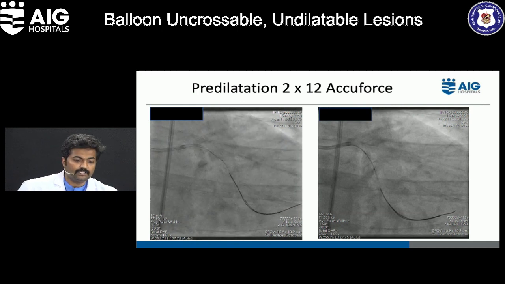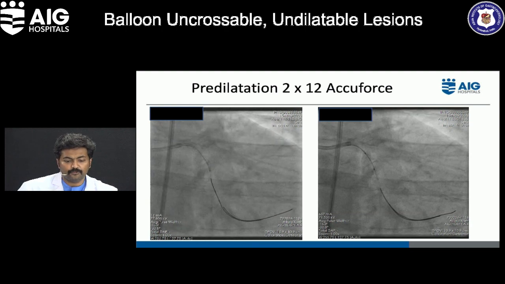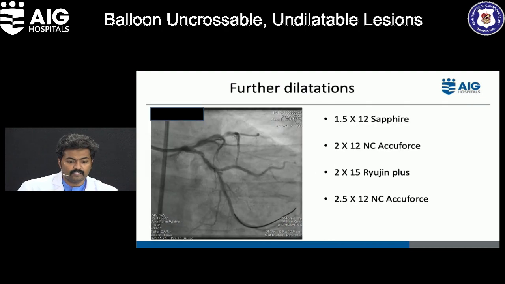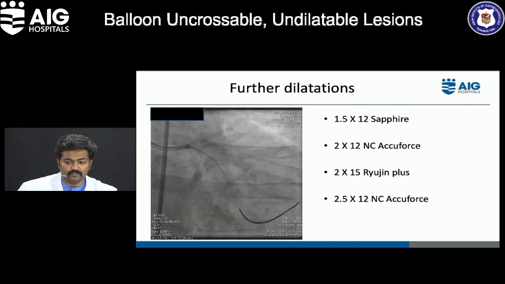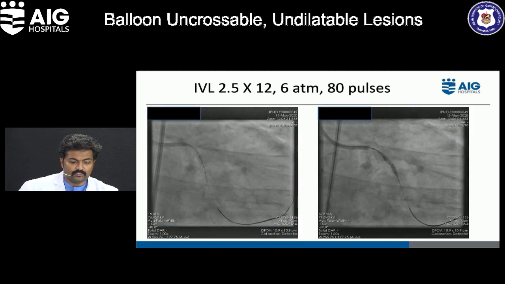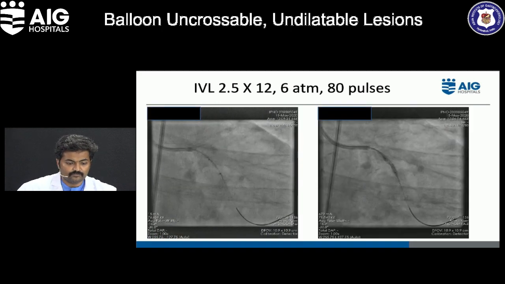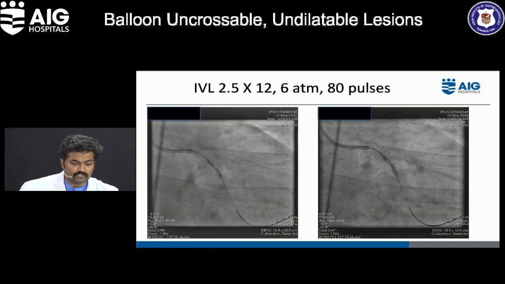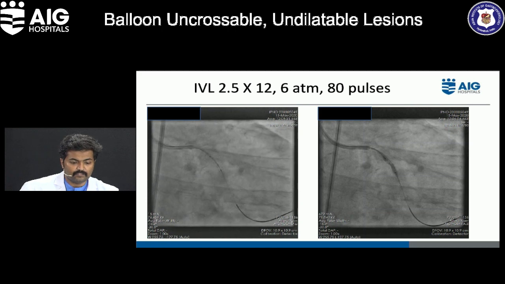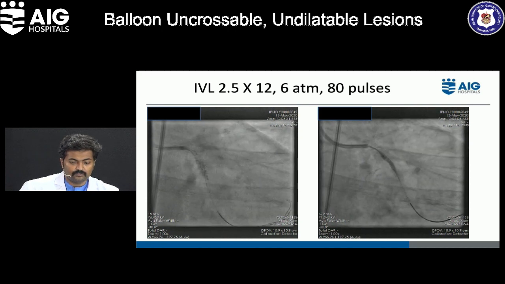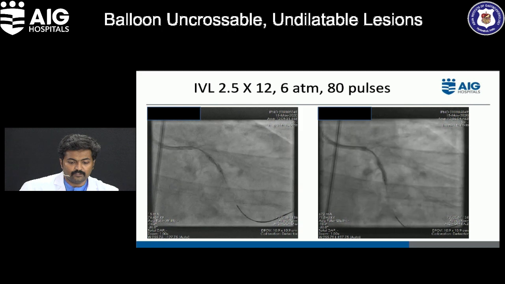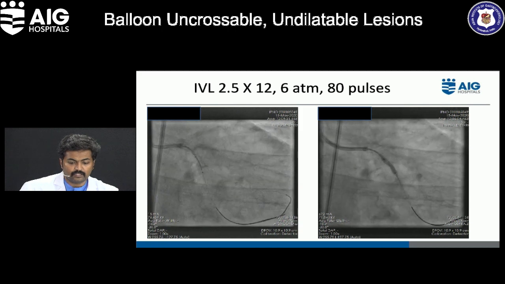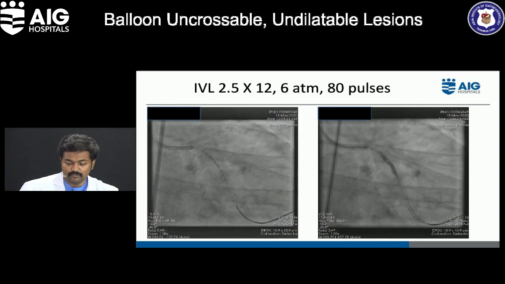We pre-dilated the lesion with a 2 x 12 AccuForce balloon and a serial dilatation with 2 and 2.5. And once the lesion was pre-dilated, to modify the plaque we took an IVL, and you can see the 2.5 x 12 IVL where 80 pulses were delivered. Clearly you could see in that second slide the calcium cracking up and the balloon expanding well.